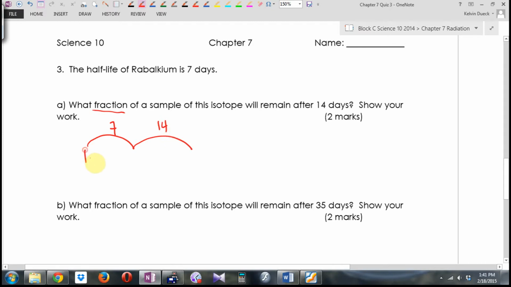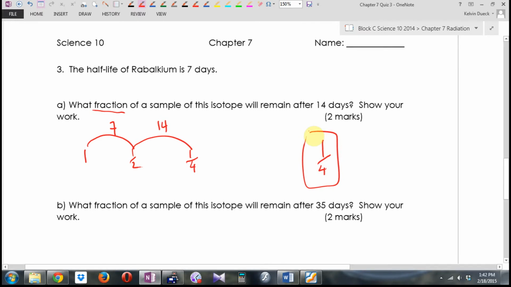And then the next fraction would be a half. And the next fraction would be what? Quarter. 1/4 will be left. 3/4 has turned into the daughter. 1/4 is still remaining from the parent.